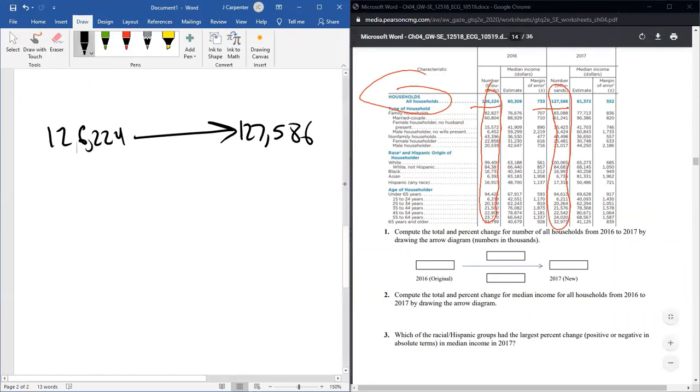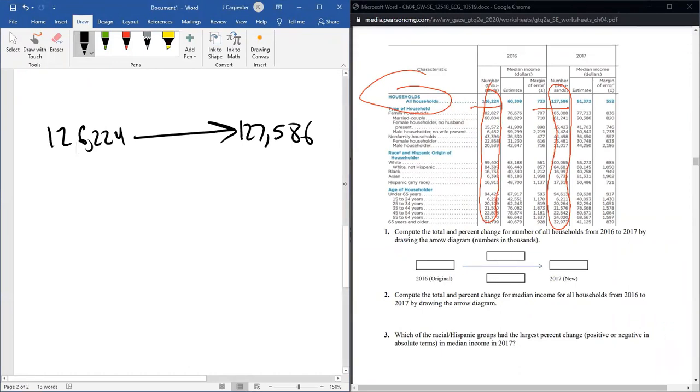Then we can find our total change and percent change by subtracting and then doing a ratio. So we go down here and do our work. Our total change is the difference of those, 127,586 minus 126,224. And if you do that math, again, I'm running short on time, so I'm not pulling out a calculator, 1,362. That was an increase. And these were households in thousands.